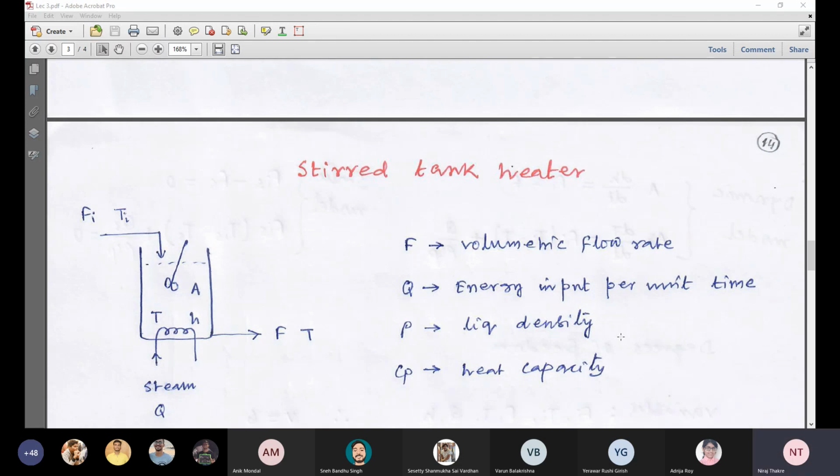Tell me, what is the accumulation term in the energy part? Yes, Q, the energy input per unit time. Tell me the mathematical expression for accumulation. MCp, where M means A H times rho, Cp times T. Oh, correct. Correct, Abhishek.